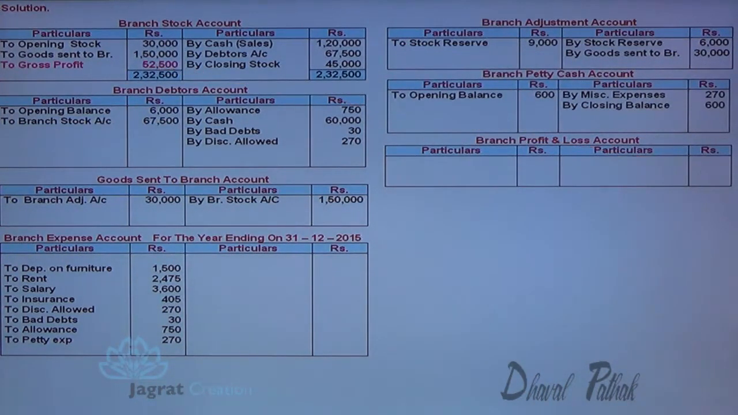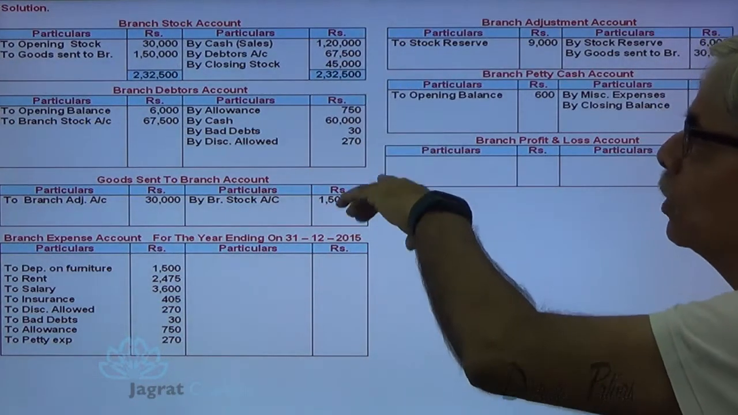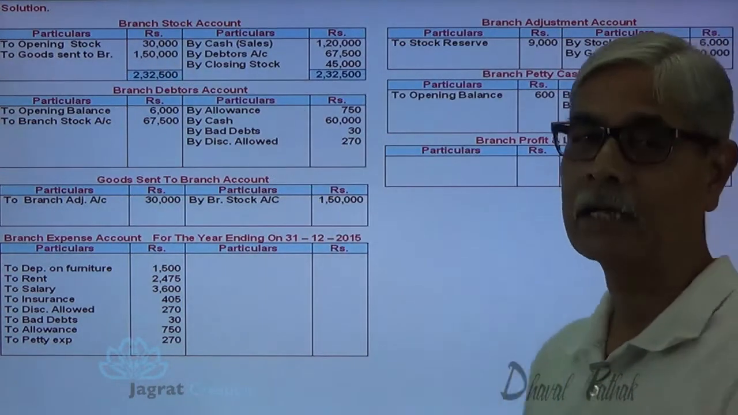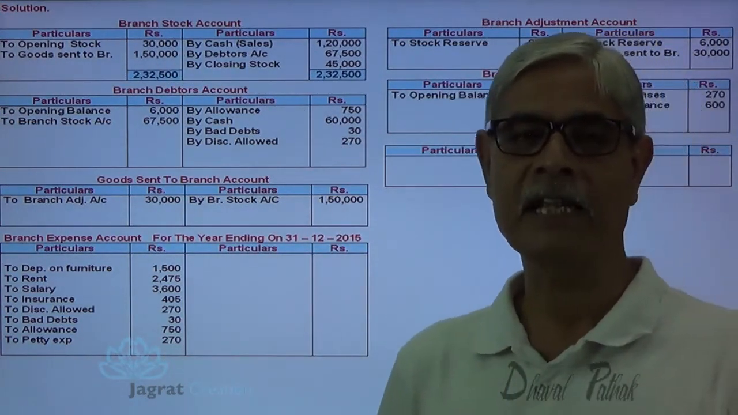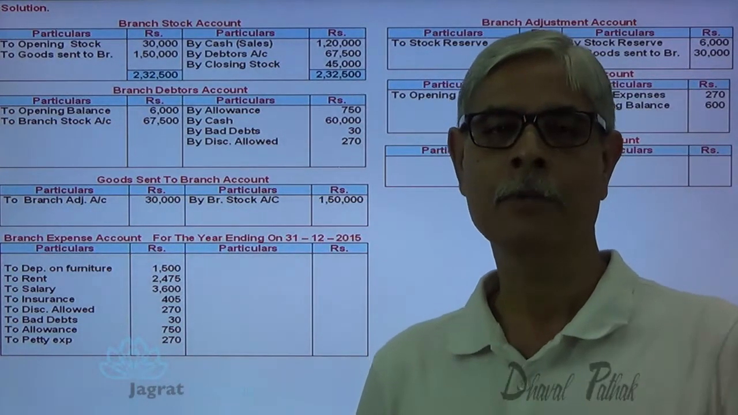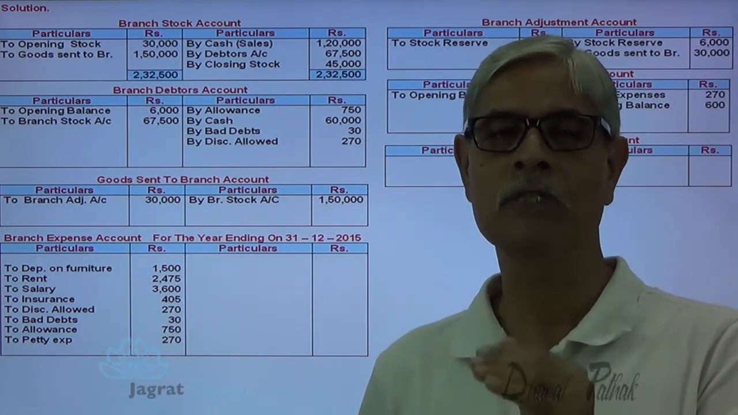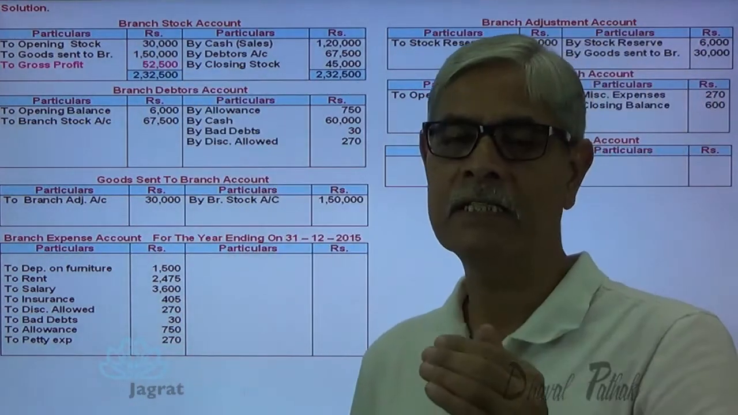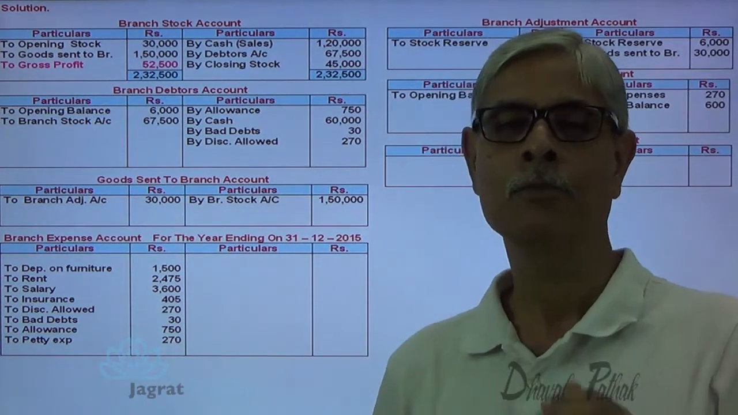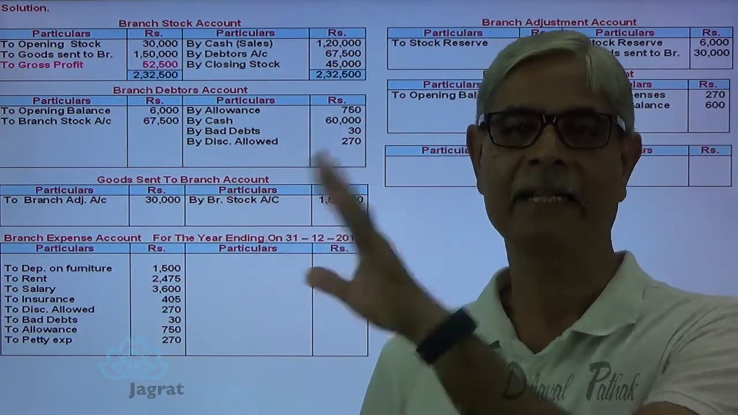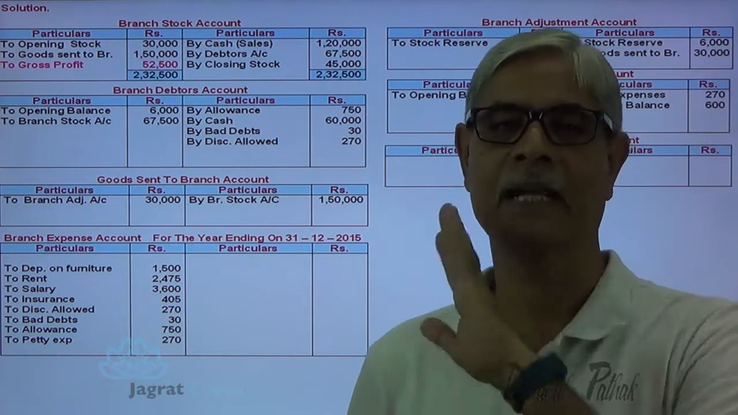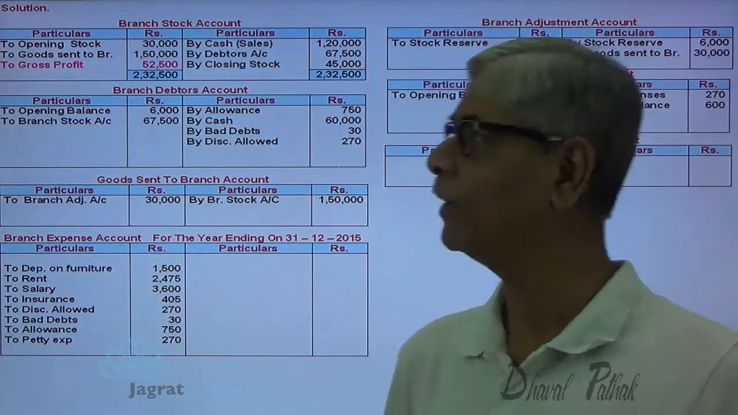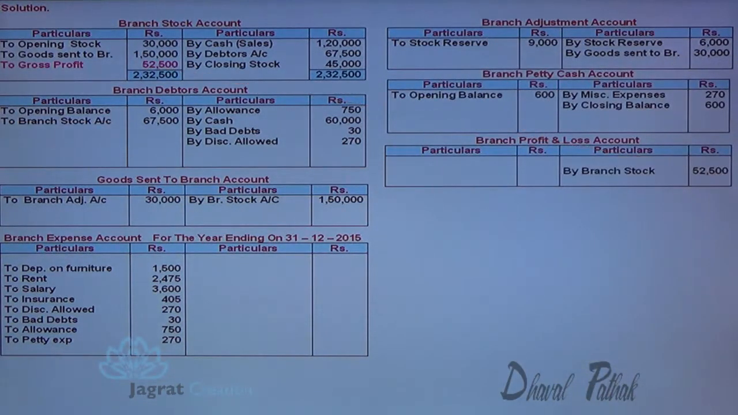Now, I want to close the account, sorry. So, total of credit side minus total of debit side. This is a gross profit. How has this gross profit arisen? This gross profit has arisen because the branch manager has sold goods above the invoice price, and this profit shows the sales proceeds minus invoice price of goods sent. 52,500 is a gross profit that is transferred to profit and loss account.